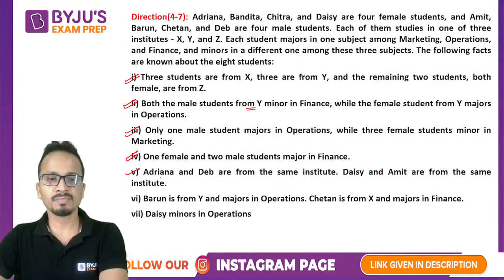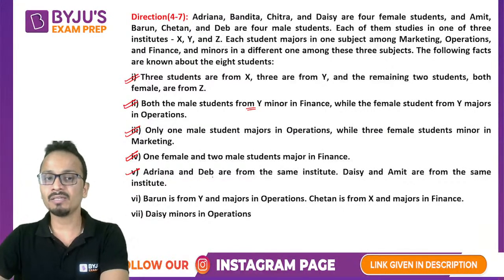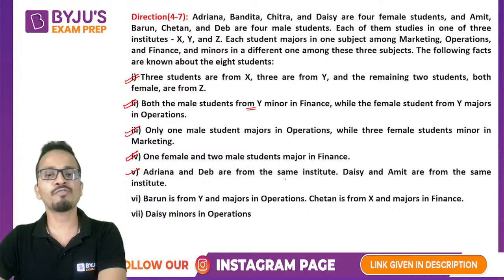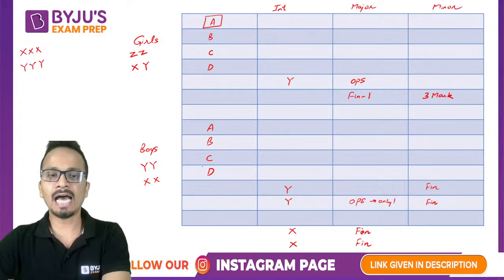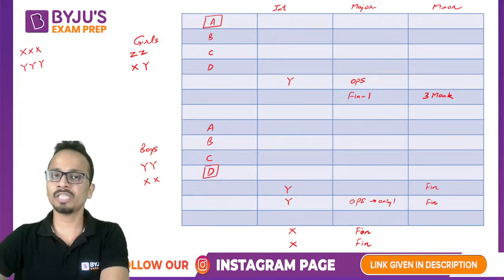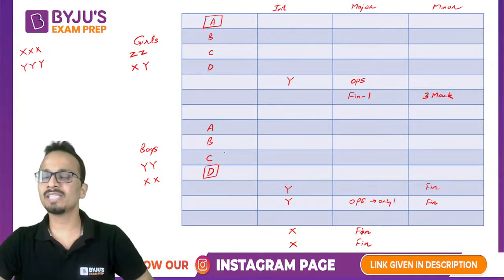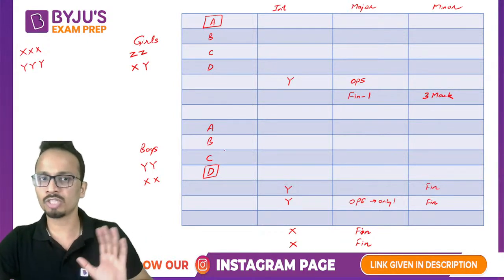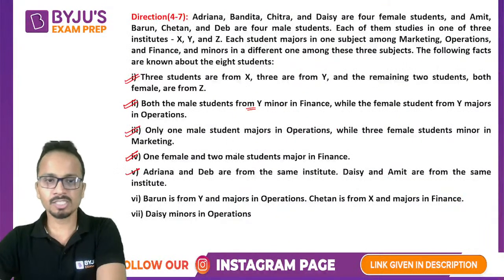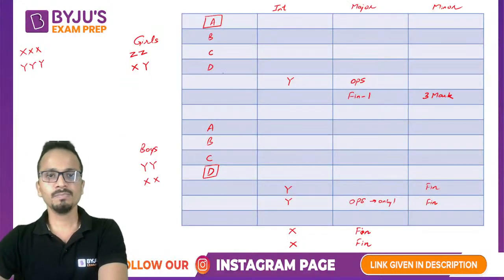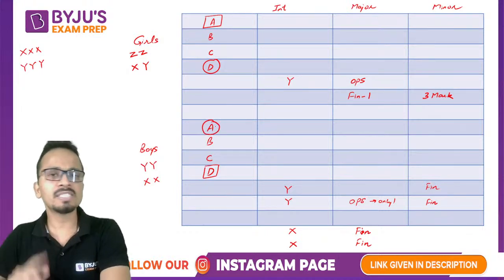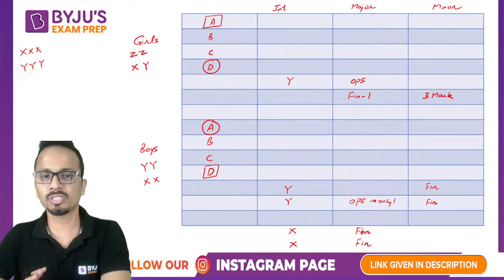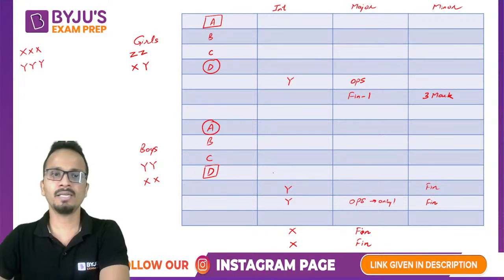Statement number 5. Adriana, which is female, and Deb, who is male, are from same institute. Okay, now Adriana, female, and Deb, male, they are from same institutes. So I have marked them with the same sign. दोनों को डब्बे में डाल दिया, दोनों को बॉक्स में डाल दिया. Done. Next, Daisy and Amit. Daisy female, Amit male are from same institute. So Daisy in a circle, Amit in a circle. So students who are marked with the same symbols will be in the same institutes. All clear? Yes. Let's go ahead.